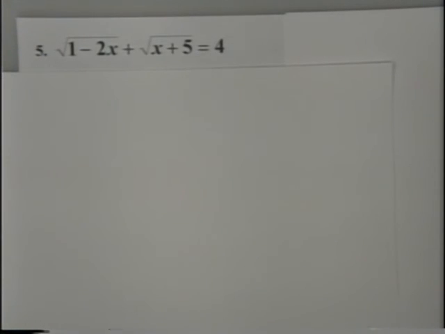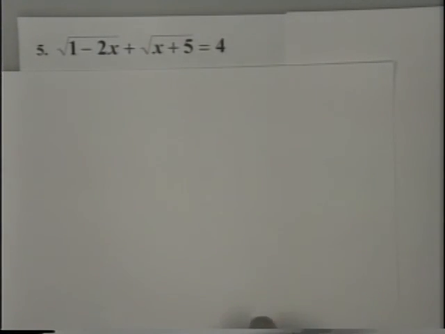All right, well, what about an equation that has two radicals in it? The square root of 1 minus 2x plus the square root of x plus 5 equals 4. Well, the method stays the same. We do exactly the same thing.